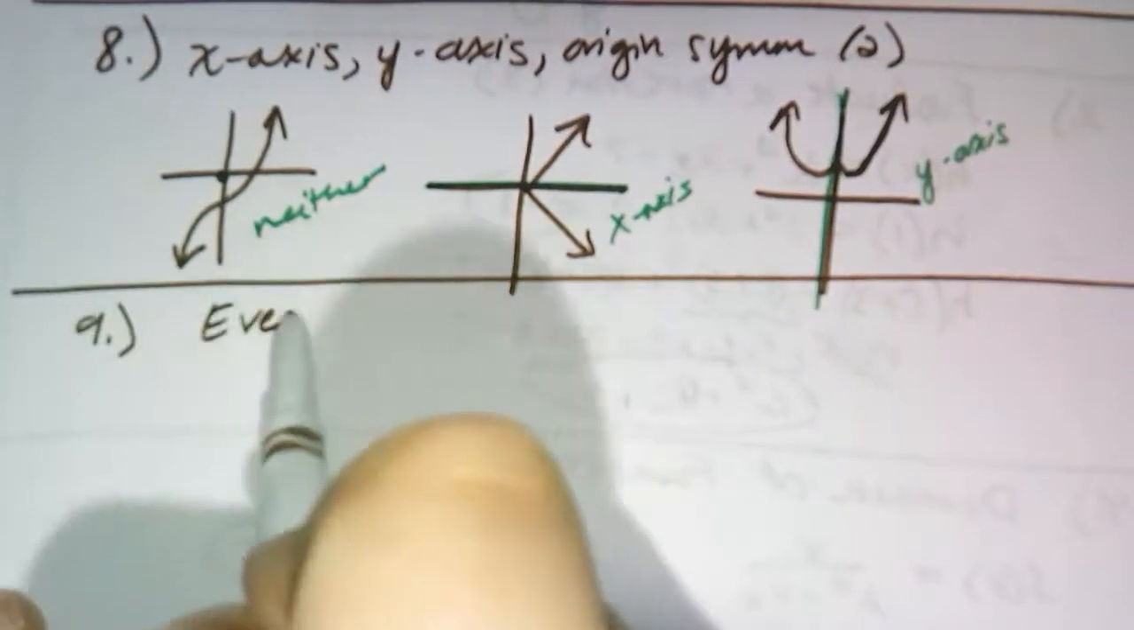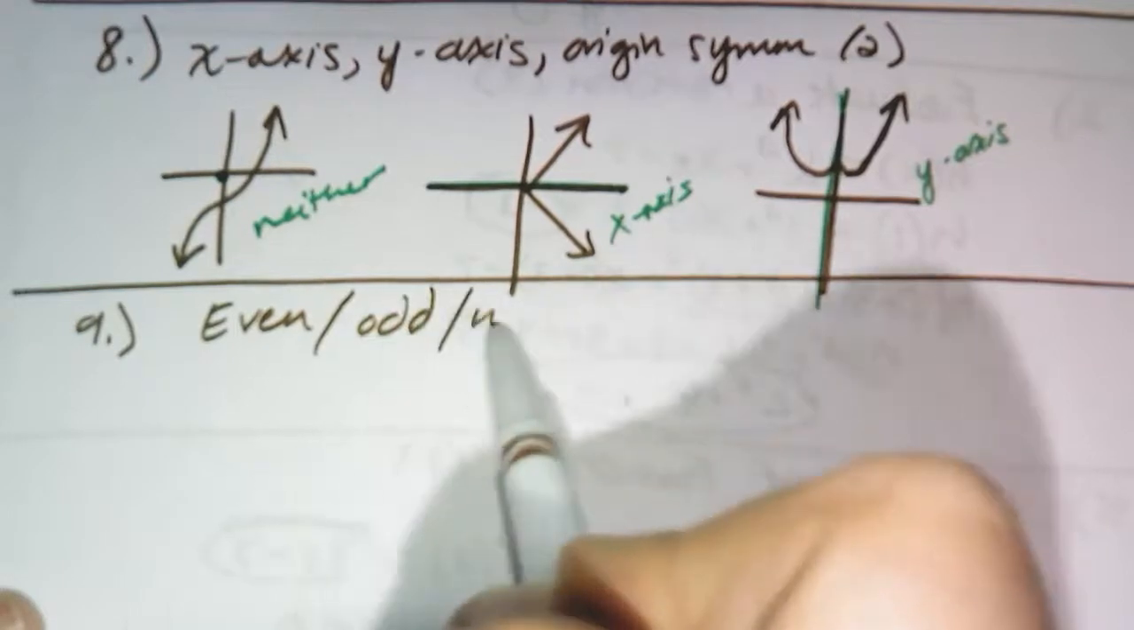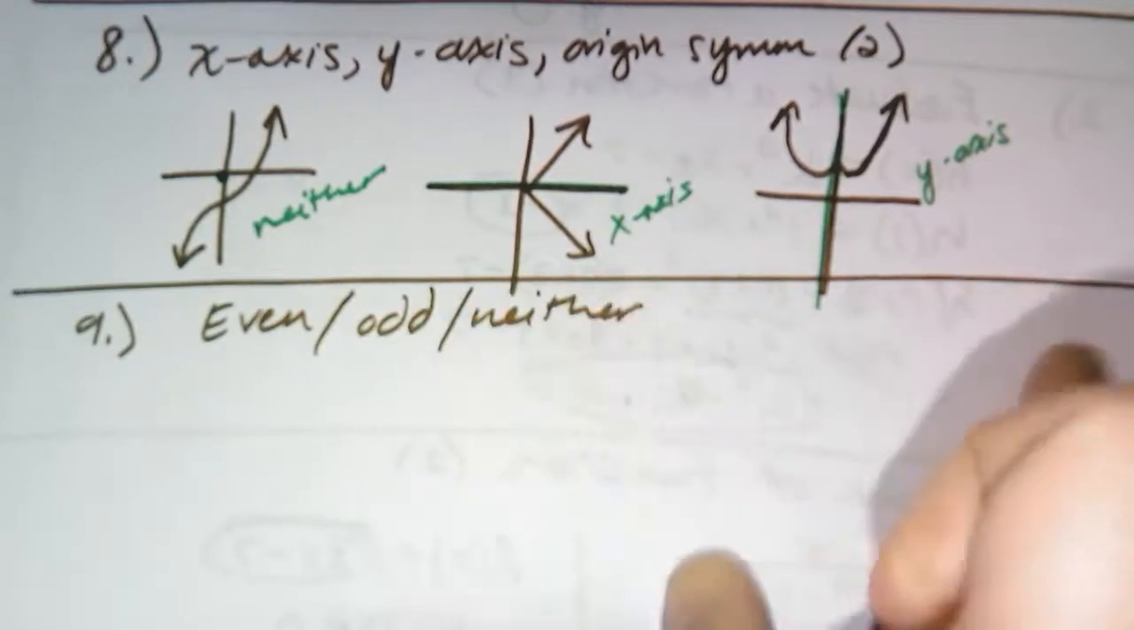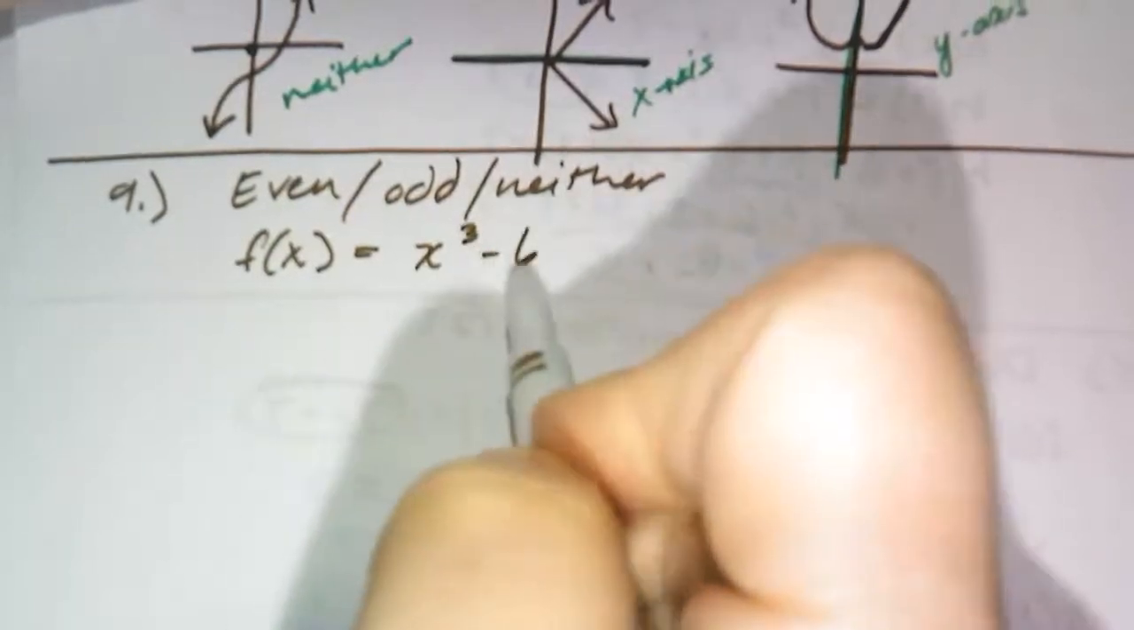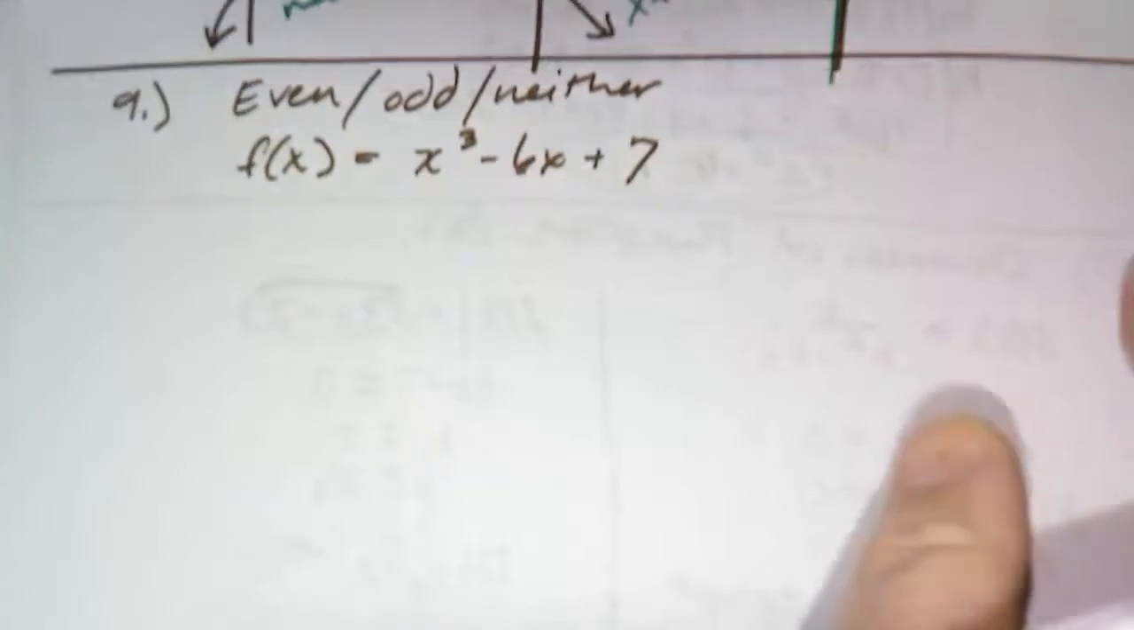Even, odd, or neither. F of x equals x cubed minus 6x plus 7. Without putting it in your calculator, can you tell me, oh, by the way, you'll have 3 of these. Without putting it in your calculator, can you tell me: even, odd, or neither?